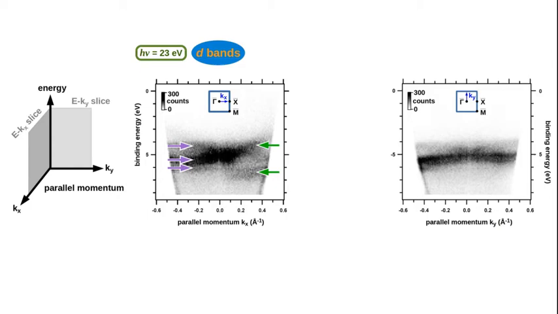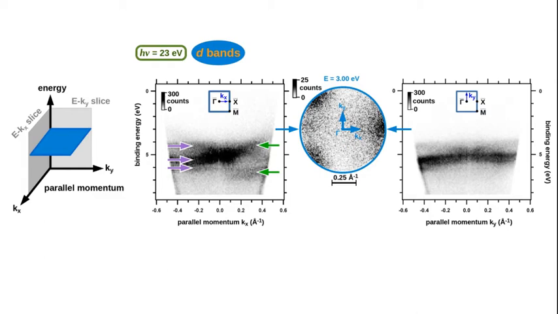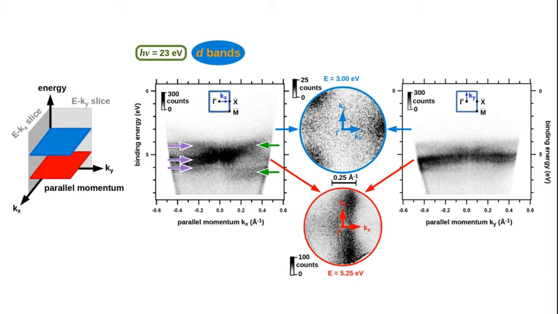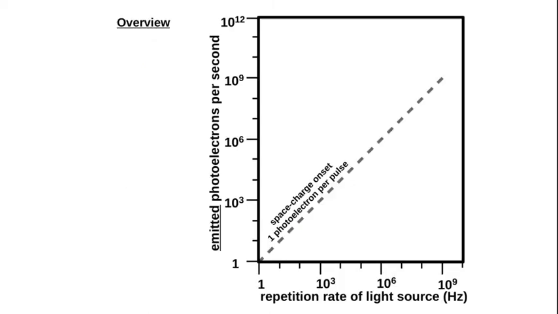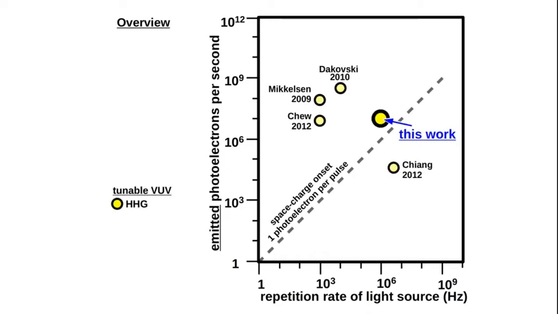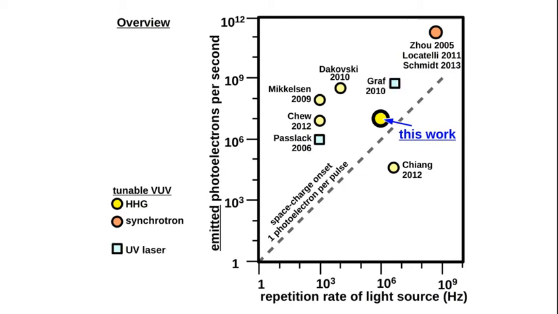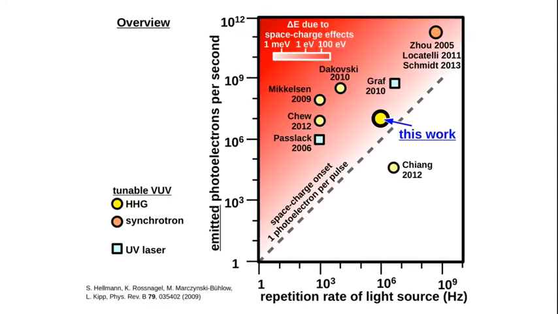These proof of principle experiments are not significantly influenced by the space charge effects because of the high repetition rate of our light source at 1 Megahertz. In order to compare with other photoemission experiments, we present in this paper an overview. This summary shows the number of emitted photoelectrons per second as a function of the repetition rate of the light source. The red color indicates the energy broadening in a model calculation for space charge effects.